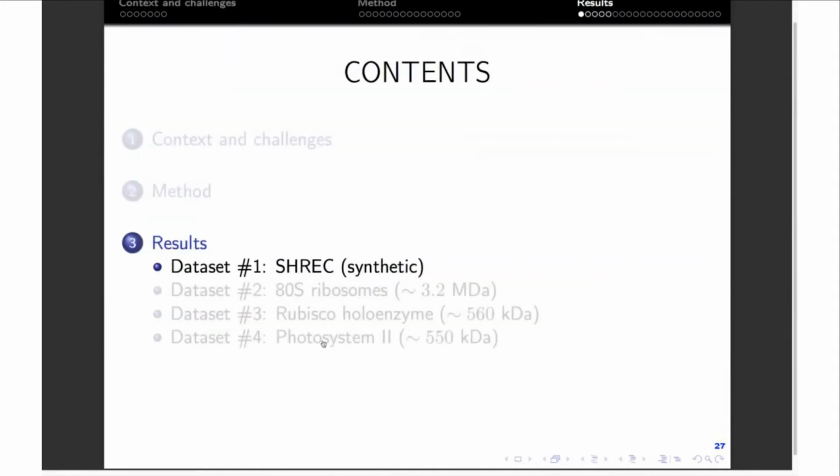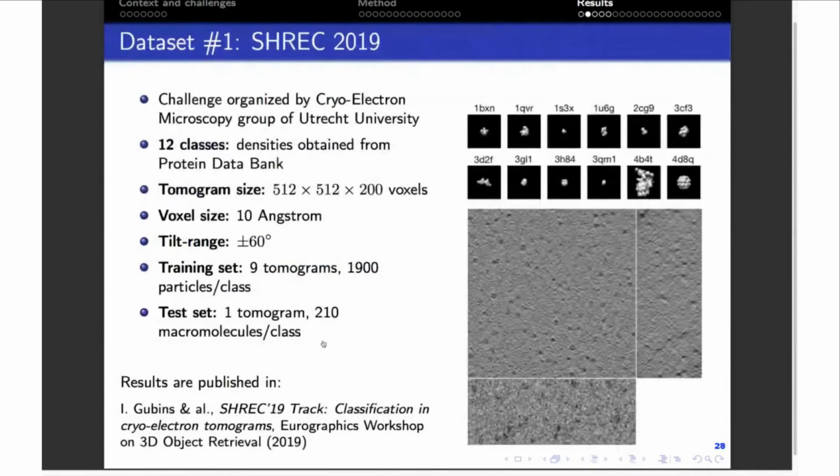So the first data set is actually a benchmark that has been created for a challenge organized by the cryo-electron microscopy group of the Utrecht University. It contains 12 classes of macromolecules with varying sizes. The dataset has been designed to show the breakpoints of particle picking algorithms, which is why some of the particles are very small. The training set is composed of 9 tomograms and the test set of 1 tomogram.